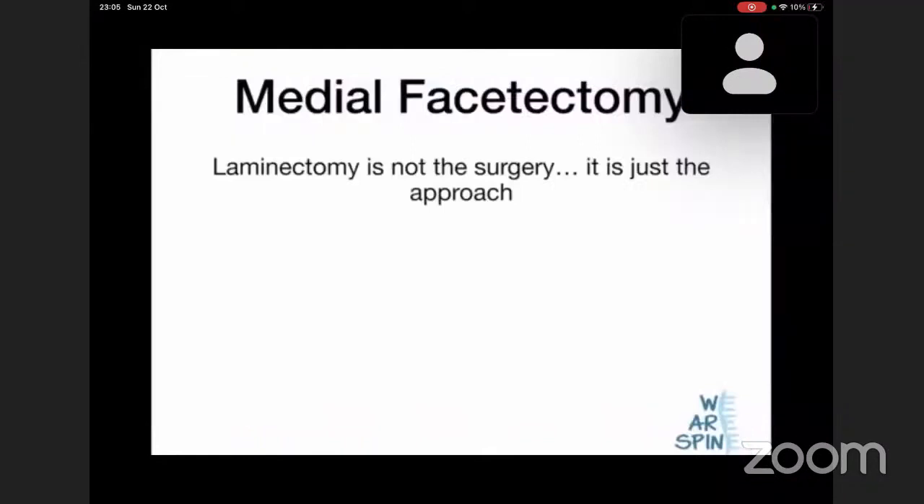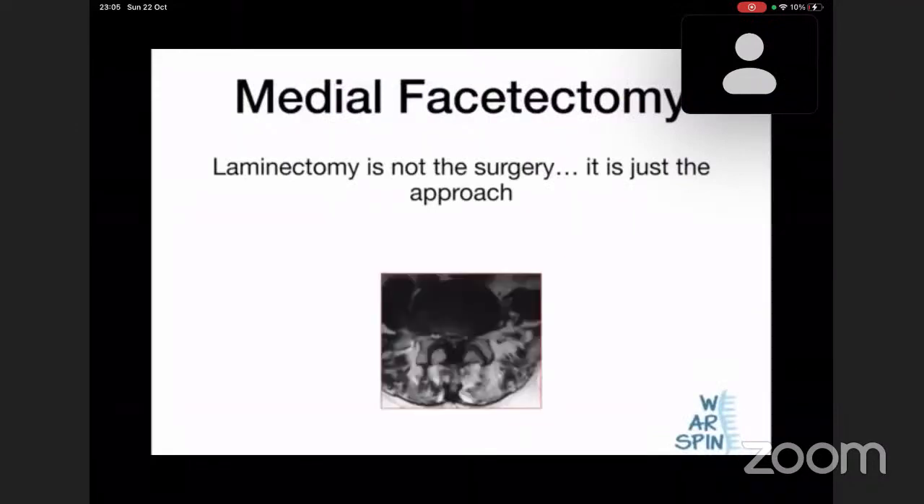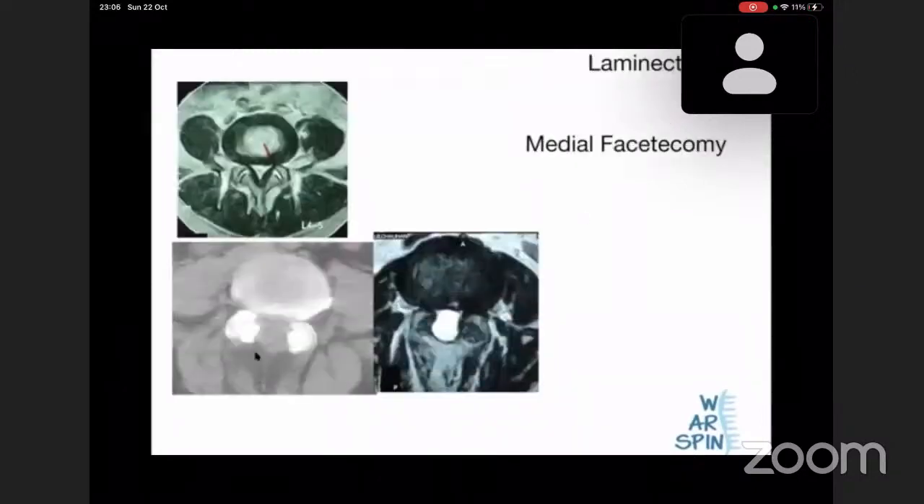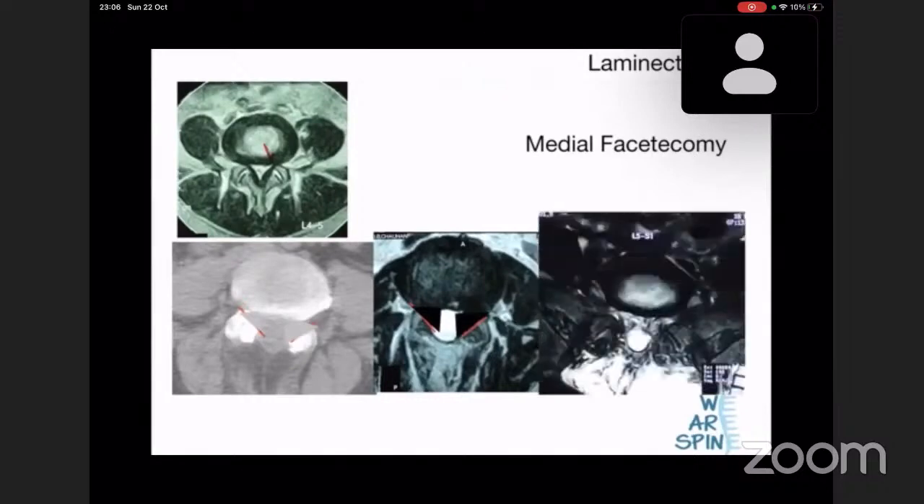So laminectomy is not the surgery, it's just the approach. What you want to do here is decompress the spine. So in order to decompress the spine, you have to remove the central compressing element, and also you have to remove the elements which are compressing the lateral recesses. In case of laminectomy, you just remove the central lamina, but the lateral recesses are not decompressed. If you want a good decompression, you have to remove a part of your medial facet which is hypertrophied and is pressing on the exiting nerve roots. So this will complete your decompression.